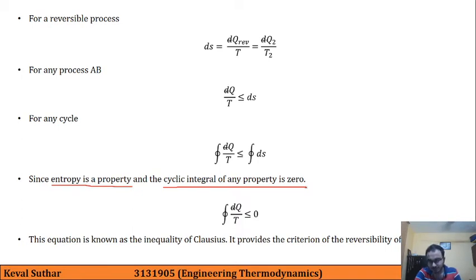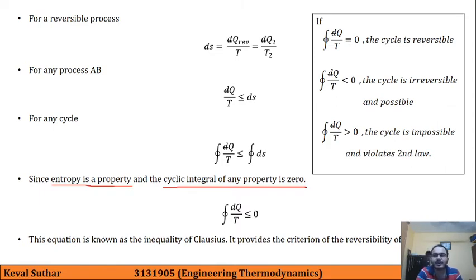and it provides a criterion for reversibility of a cycle. So this is a very important box: if this cyclic integral is equal to 0, then it is a reversible cycle. If it is less than 0, then it will be an irreversible cycle and it is possible. And if it is greater than 0, then the cycle is impossible and it violates the second law of thermodynamics. So this is a very important criterion to understand.